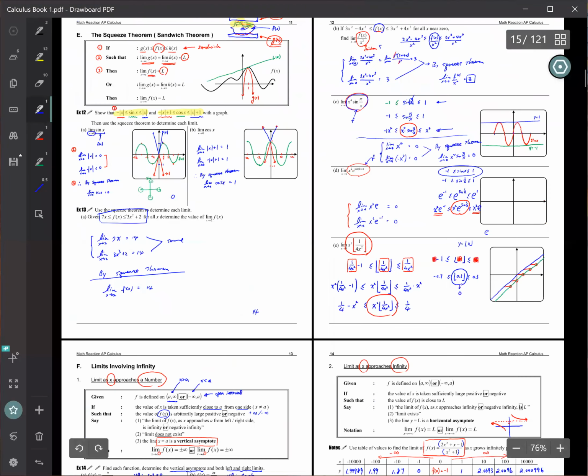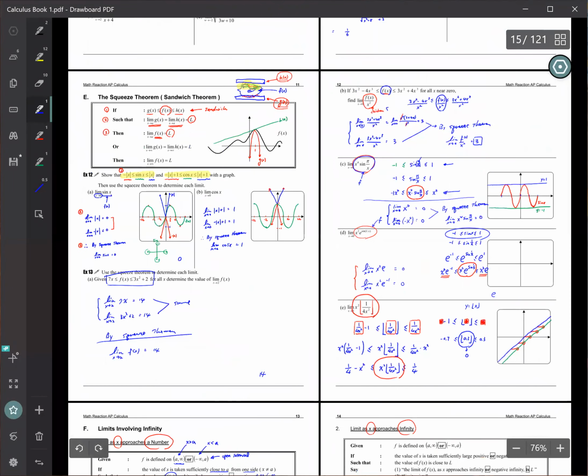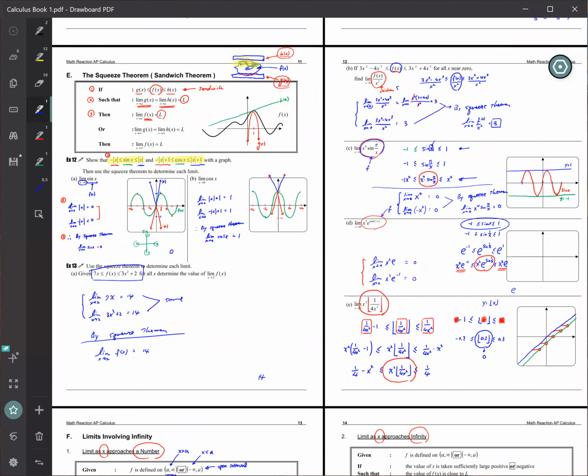Let's take a look at the squeeze theorem. You can think about either question B or C. It's similar to that. Question B has a fraction, question C has a sine. Similar.